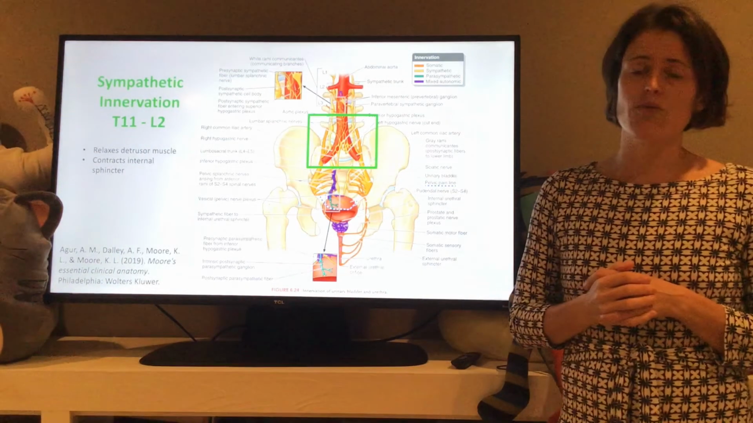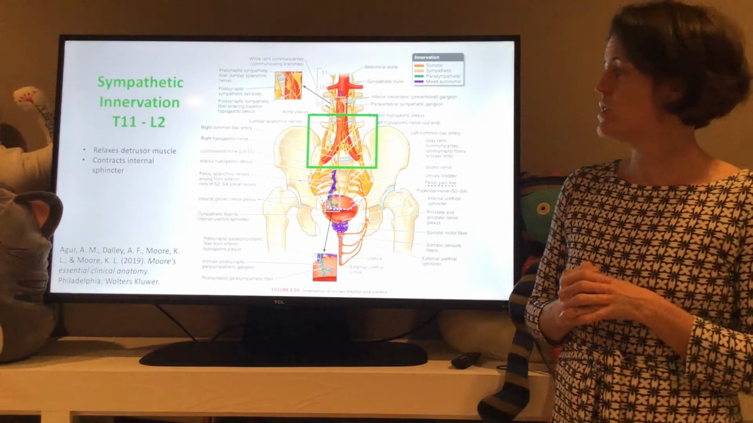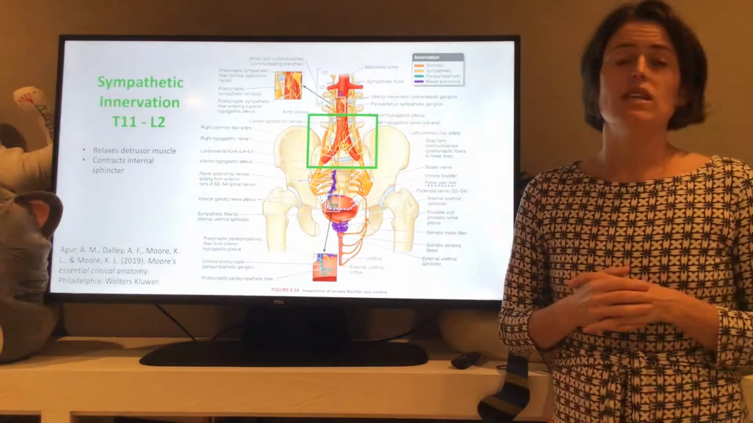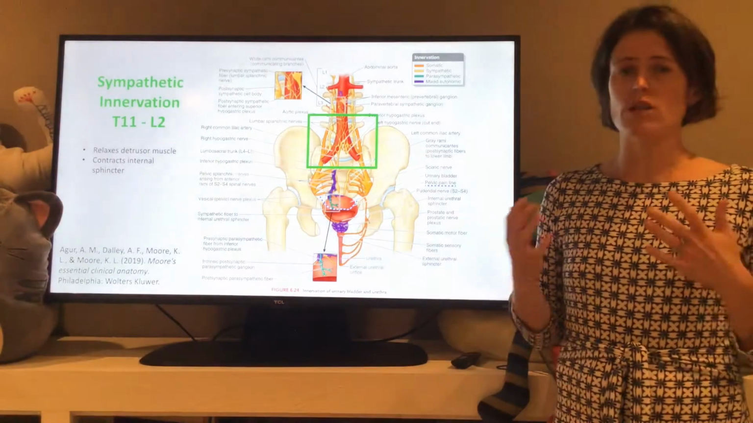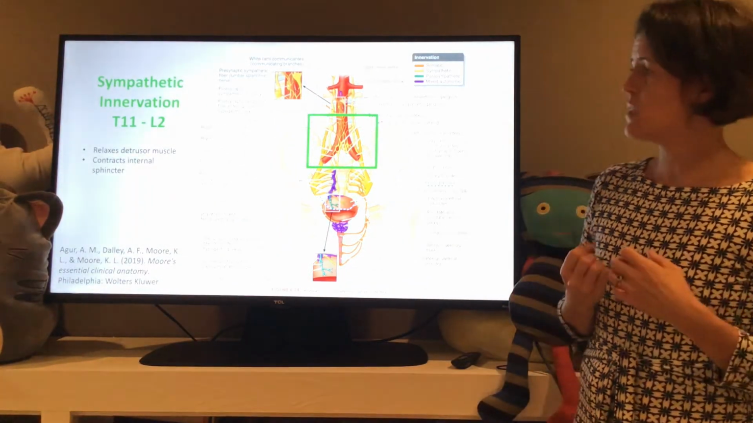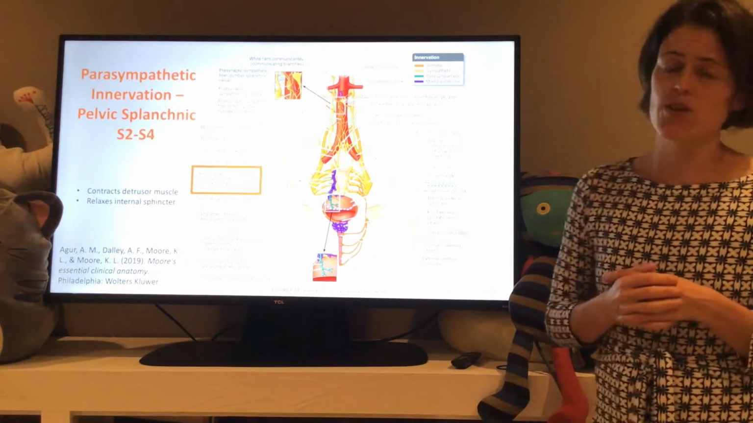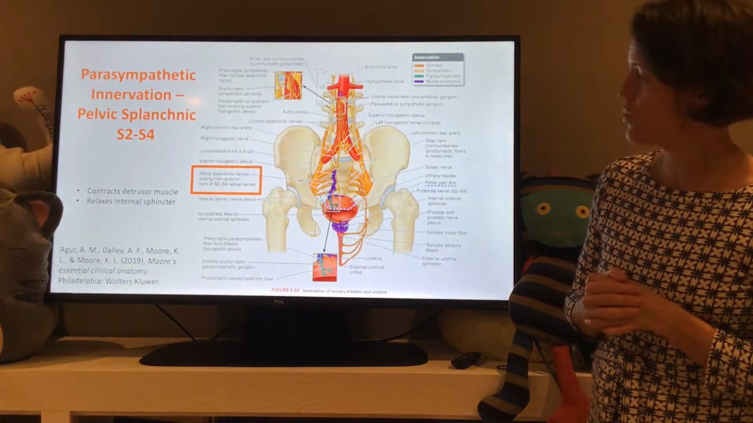Sympathetic innervation to the bladder occurs via nerves arising from T11 through L2 and passing through the hypogastric plexus here. These nerves stimulate urinary retention by relaxing the detrusor muscle so the bladder can fill with urine while simultaneously contracting the internal sphincter.